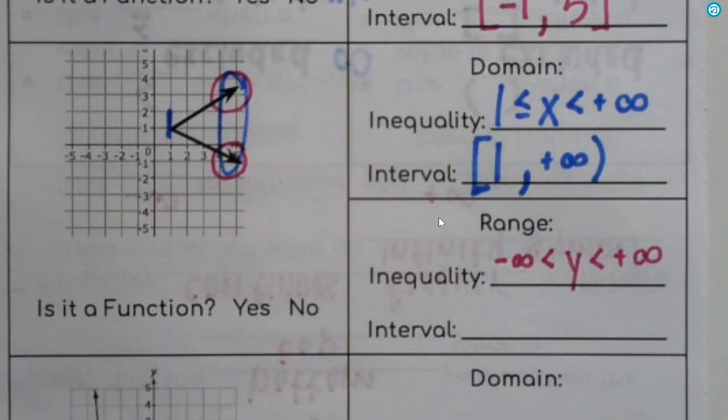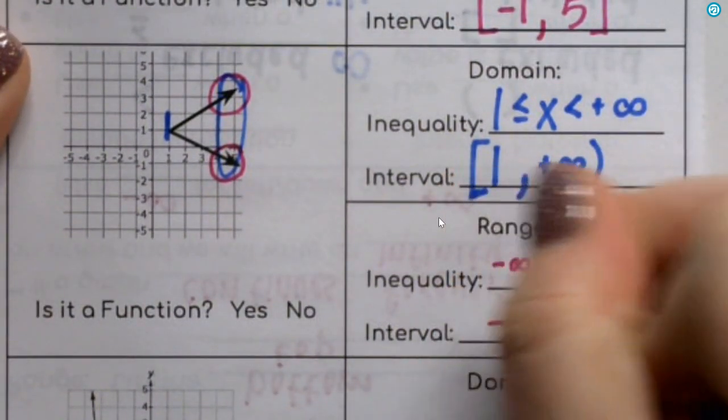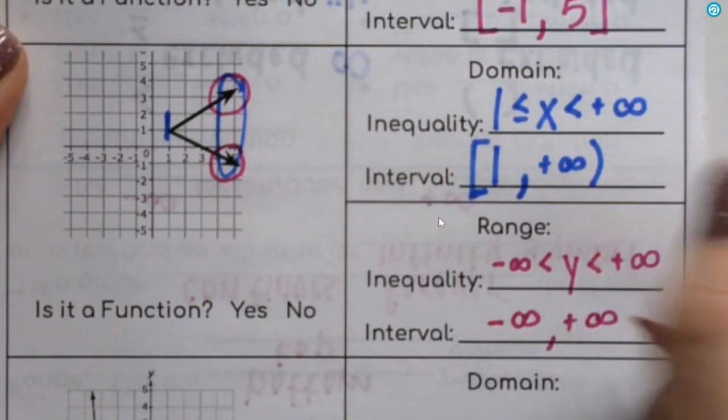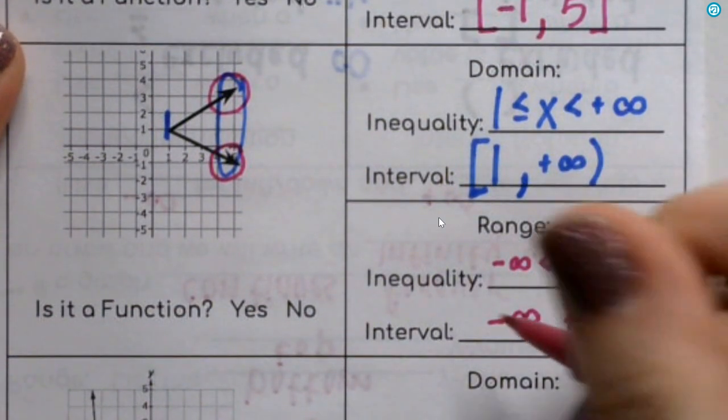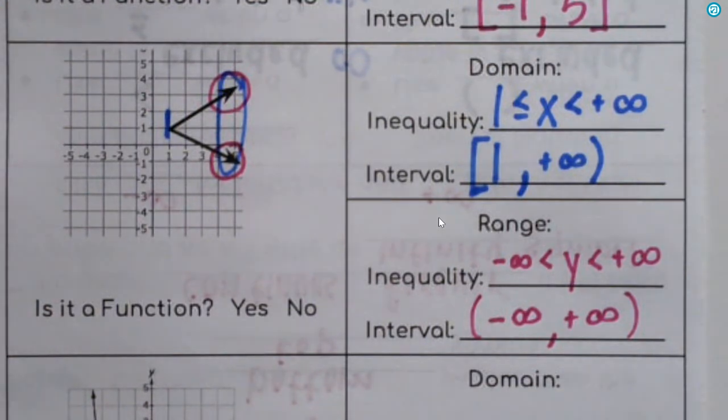And then for interval notation, we just use our negative infinity to positive infinity, put a comma in between them, and then these both get parentheses. Infinities always get parentheses, numbers always get brackets for today. That's not true for your entire life, but it's true for all of Algebra 1.